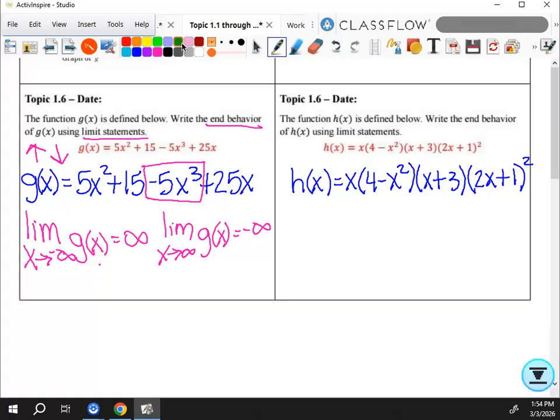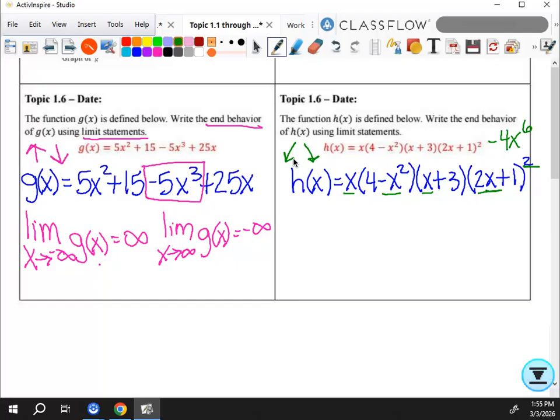All right, so on this one, it's not multiplied out. Do I need to actually multiply the entire thing out? No, I do not. But I do need to think about what's happening here. I've got x times negative x squared, which is negative x cubed, times x, which is negative x to the fourth, times 2x squared, which is going to be negative 4x to the sixth. Okay? The leading coefficient matters too. It's negative, so the right-hand side opens down. The exponent is even, so the left-hand side is the same.